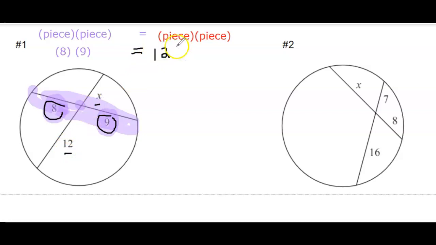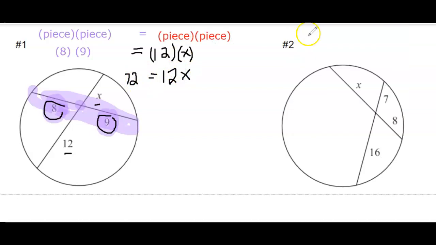And then we just solve it. What's 8 times 9? Go ahead and solve that. 12 times x is 12x, and 8 times 9 is 72. Oh, 12x, I forgot my x. There we go, 12x equals 72. Now, how do I solve this?